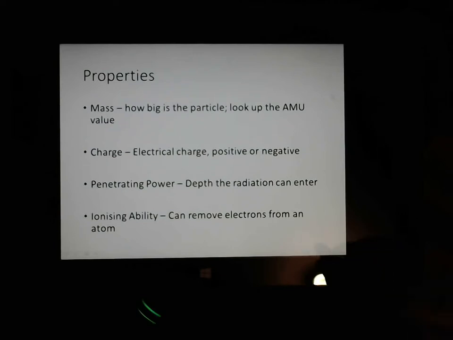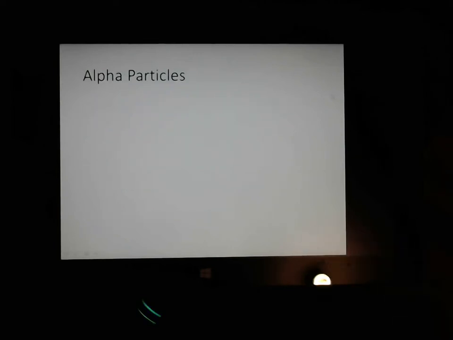Alright, so let's delve into them. Alpha particles are our first one on the list here. Now, an alpha particle is 2 protons and 2 neutrons, which makes it a helium nucleus. It is chemically identical to a helium nucleus, and in fact, if you have an alpha emission, after a few seconds it slows down enough because it's collided through the air, and it turns into helium gas, and you can produce helium gas this way.